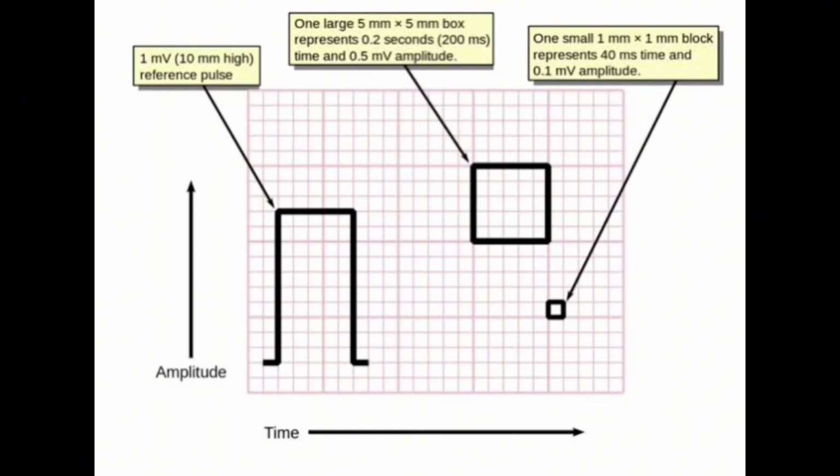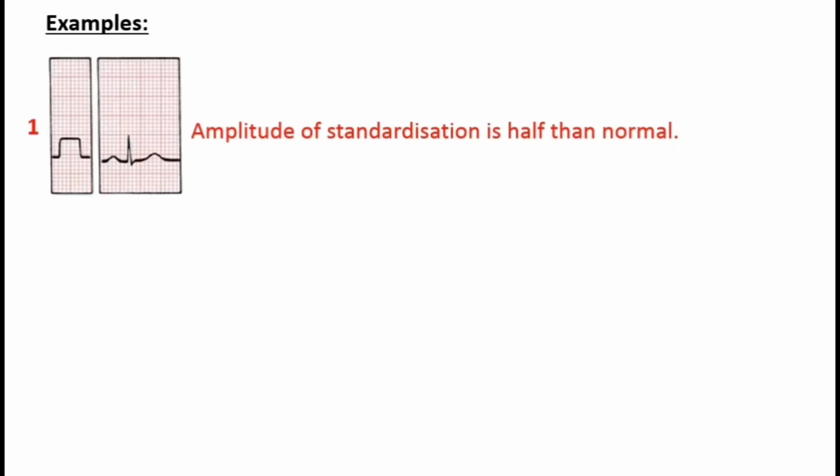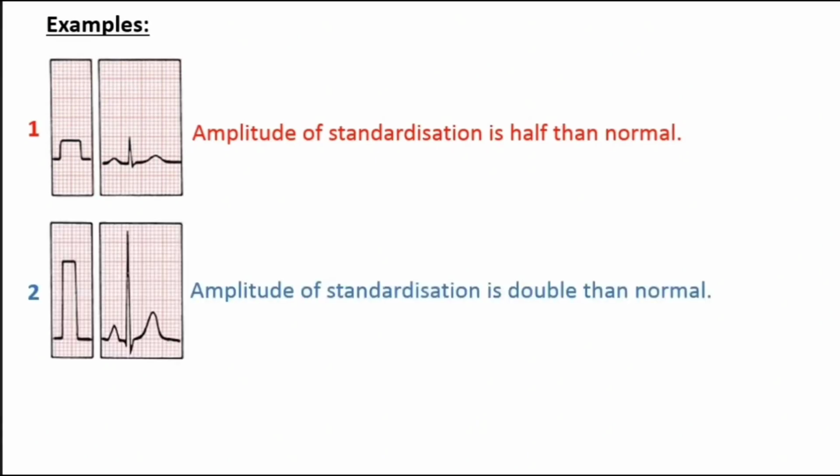Okay. So let's move forward and discuss some examples over here. The amplitude of standardization is half of the normal, so the ECG waves are appearing smaller than they should be, right? Next, we have the amplitude of standardization double the normal, so the ECG waves are appearing larger than they should be. Okay, and by missing this, you may misinterpret the ECG. So always check the correct standardization on the ECG paper before interpretation.